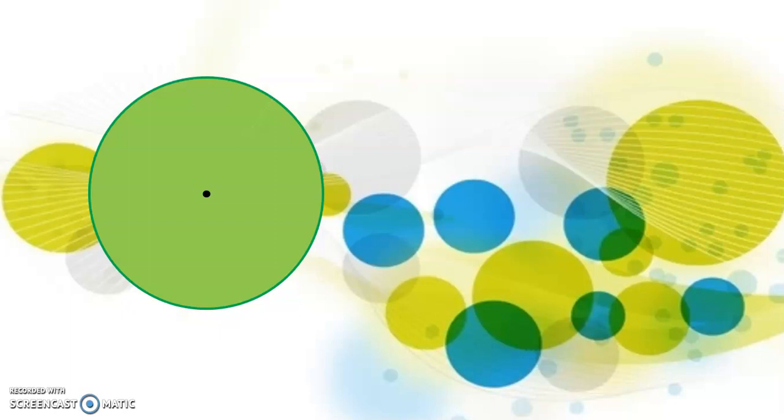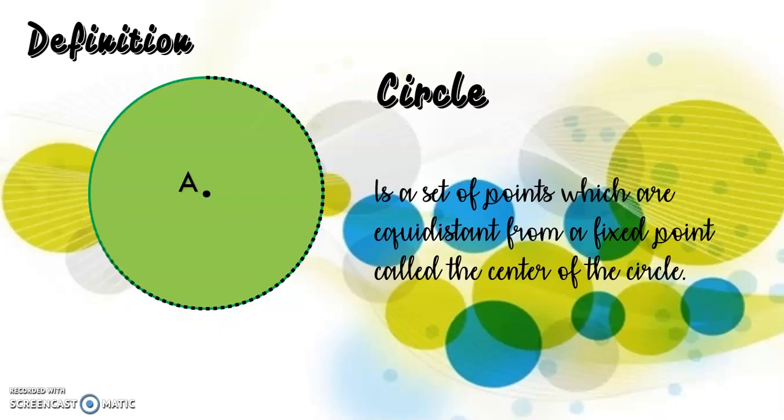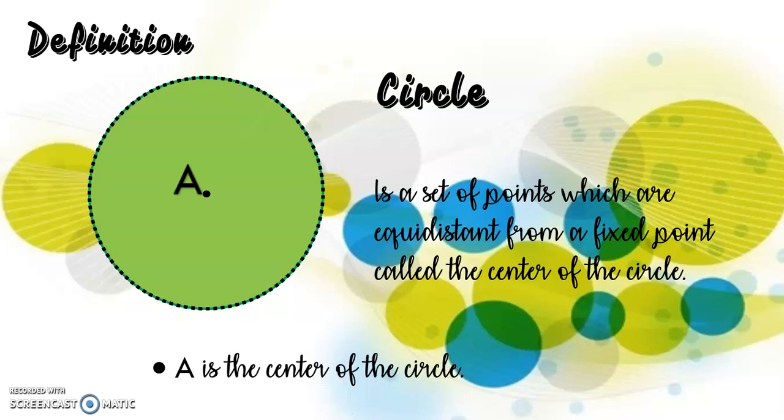Okay, so what do you see on the figure? Yes, it is a circle. A circle is a set of points which are equidistant from a fixed point called the center of the circle. Point A is the center of the circle.